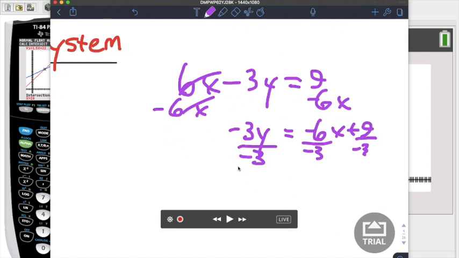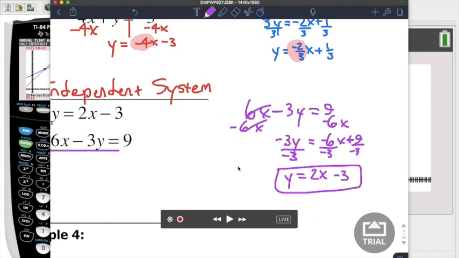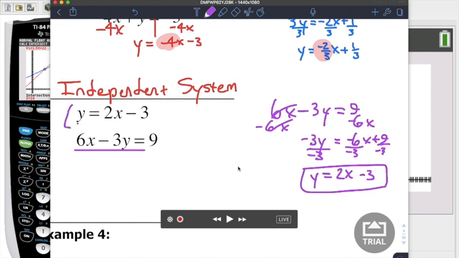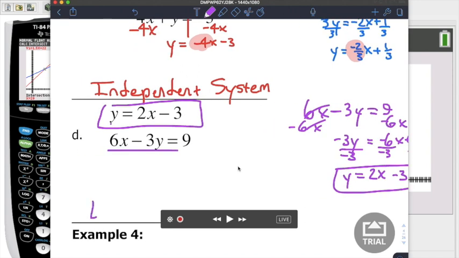And then just be careful with your negatives. Negative divided by negative should be a positive, so it should be 2x there. And then 9 divided by negative 3 should be negative 3. All right, so that's your equation. Now look here, these are the same exact equations. Same slope, same y-intercept. So these are your overlapping lines right here, and we write those as a dependent system.